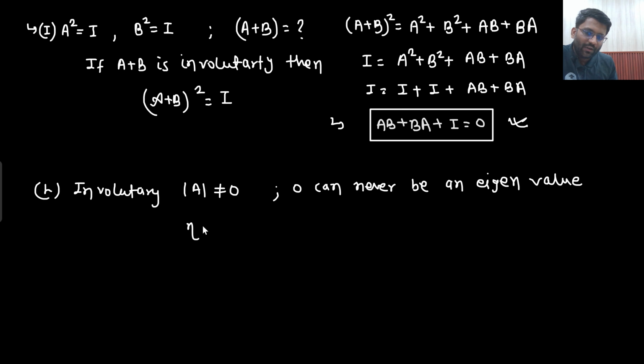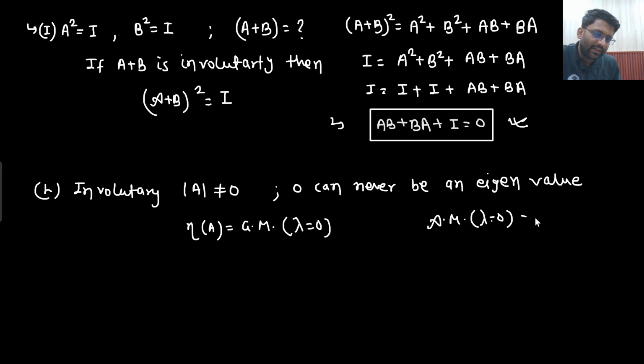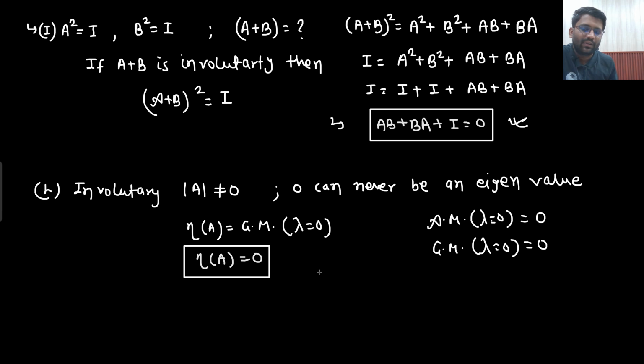Yes. What is the meaning of nullity of A? Nullity of A is the geometric multiplicity of lambda equals 0. Now what is the arithmetic multiplicity of lambda equals 0 for this case? That is 0, because no eigenvalue could be 0. That means the geometric multiplicity of lambda equals 0 should also be 0. What does that mean? That means nullity of A has to be equal to 0 only. There you go.